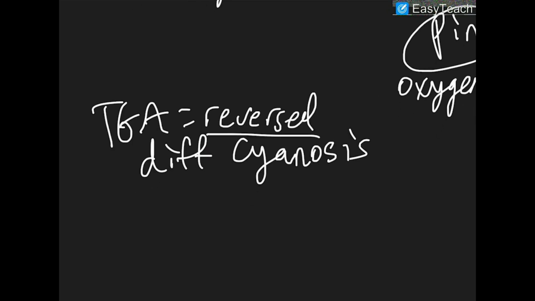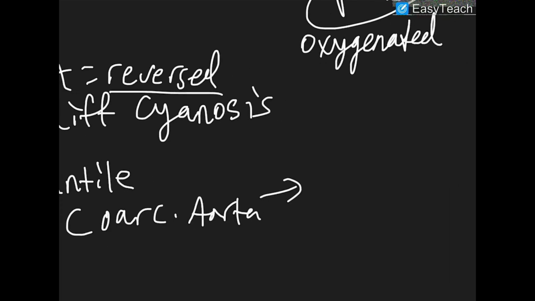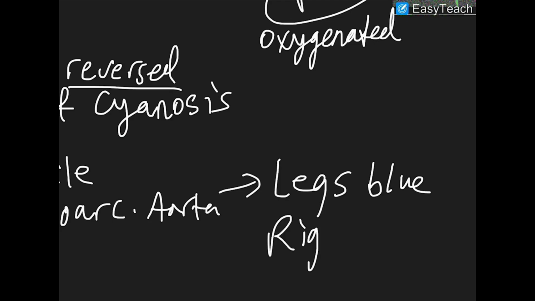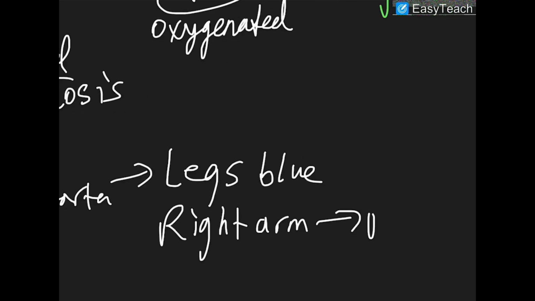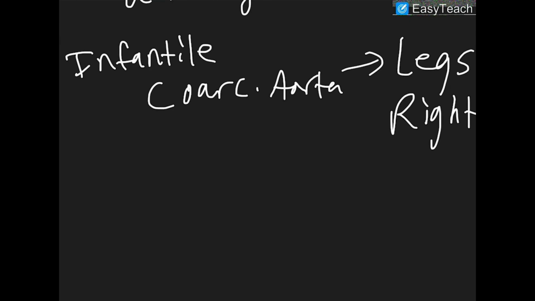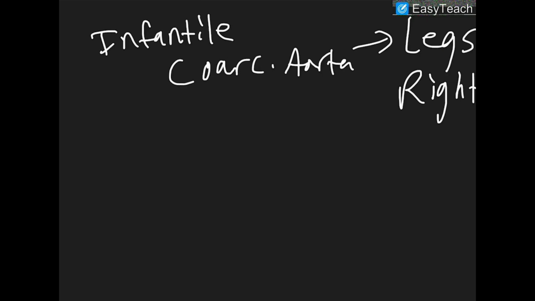And why is it reversed? Because usually, as you would see in infantile coarctation of the aorta, you would see classic differential cyanosis, where the legs are blue and the right arm is pink. We'll go into this in another video, but let's quickly differentiate it here. We went in depth into why you see reversed differential cyanosis in transposition of the great arteries with PDA, but let's see quickly why you would see classic differential cyanosis in infantile coarctation of the aorta.